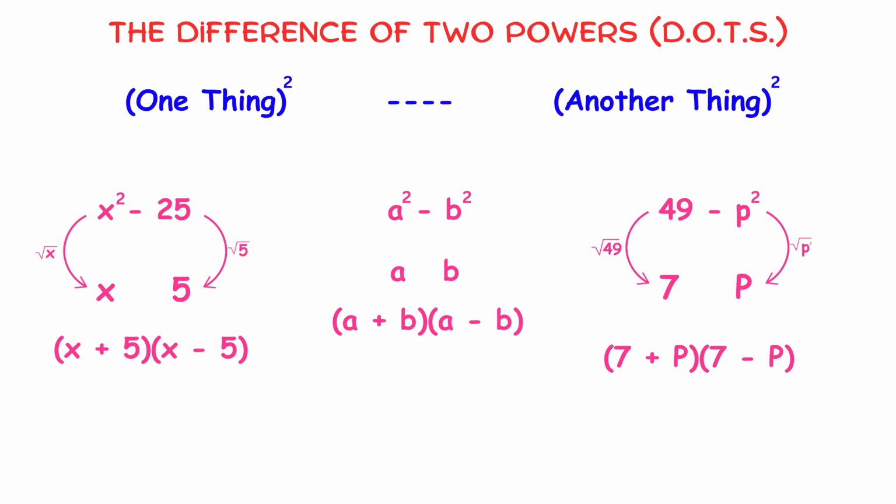Next up, we have 49 minus p squared. So in this case, we need to notice that 49 is just 7 being squared, and that p squared is just a p being squared, so we put the 7 and the p into our brackets as 7 plus p and 7 minus p. Let's have a go at these two slightly harder ones now.